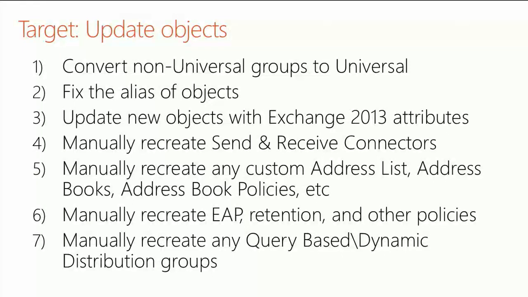Address lists, address book policies. Those are normally very few, so I don't have that scripted out. I just manually recreate those. Email address policies, retention tags, etc. You don't normally have hundreds of those objects. You may have a dozen, so that's something I just do manually. It's quicker to do it manually than to write a script. My general policy, if I have to do it more than 10 to 20 times, I'll try to script it out. If it's less than that, I just do it manually. Of course, it all depends on how long one of those times takes, too.